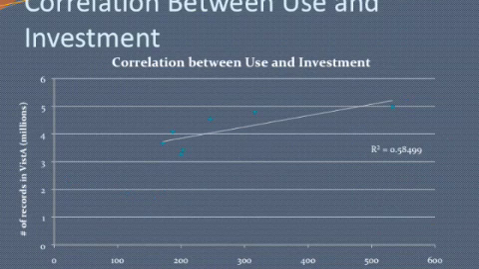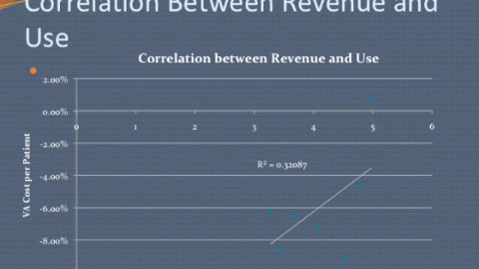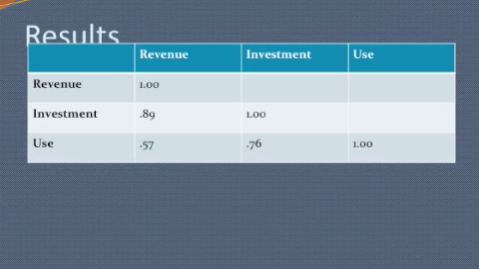Mathematical analysis will show the correlation between use of VISTA and investment, shown in this graph. And it shows the relationship between program use and revenue, shown in this graph. The table shown here summarizes the correlation values calculated from the previous scatter plots. To establish a claim of causality, we need to establish sequence. We will now determine the proper sequence of events.